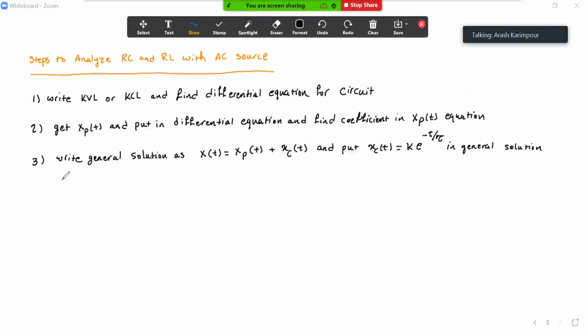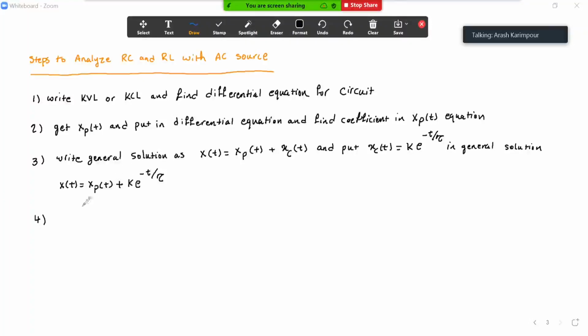In other words, the general solution x(t) becomes the xp(t), which we found from step 2, plus k e to the power of negative t over tau. So this is going to be our general solution. Now that we have the general solution, at this point we know the xp from step 2. We know the tau depending on what type of circuit we have. The only thing left unknown is the k.